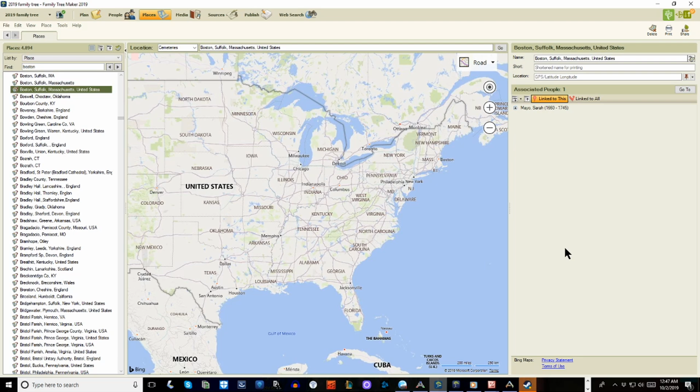All right, well, there you have it. That's part 3 of our little mini series on Family Tree Maker 2019.